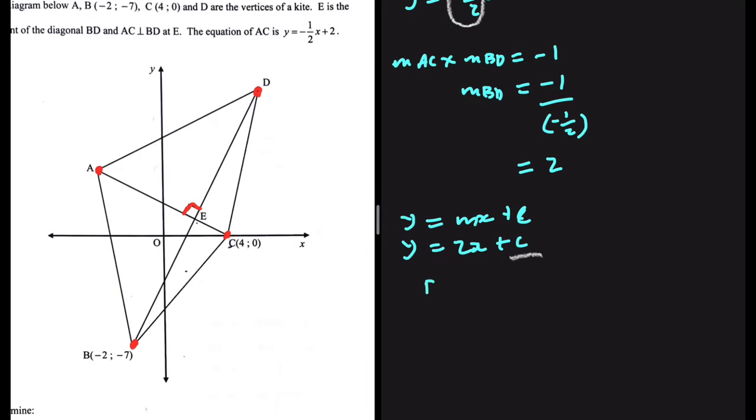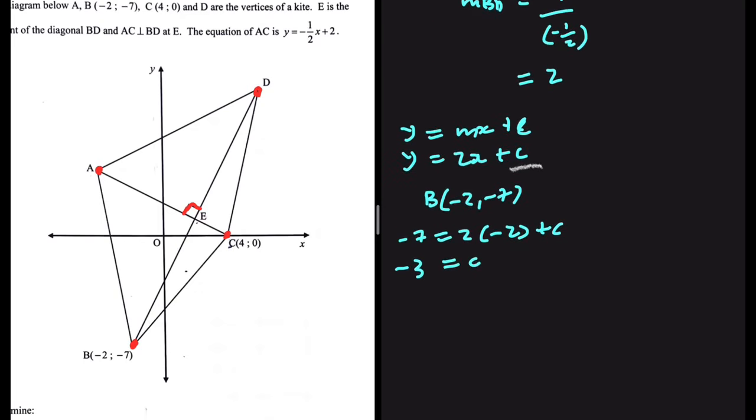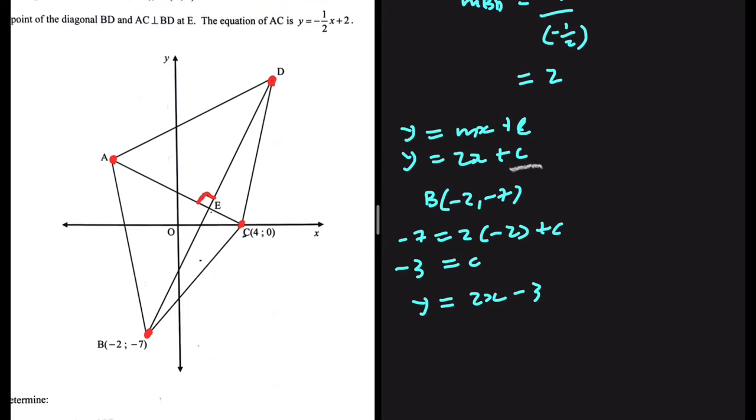We are given the coordinates of B, so let's go ahead and substitute that into our equation. We're going to have minus 7 being equal to 2 multiplied by minus 2 plus c. Minus 3 is equal to c. So now we can say that the equation of BD is 2x minus 3. Let's move to the following question.